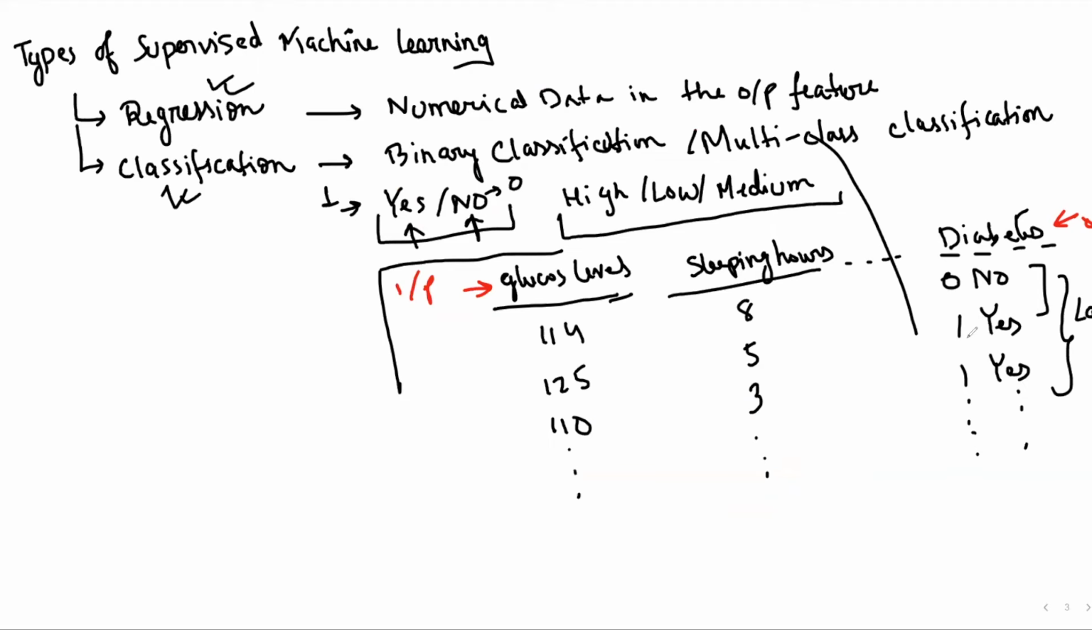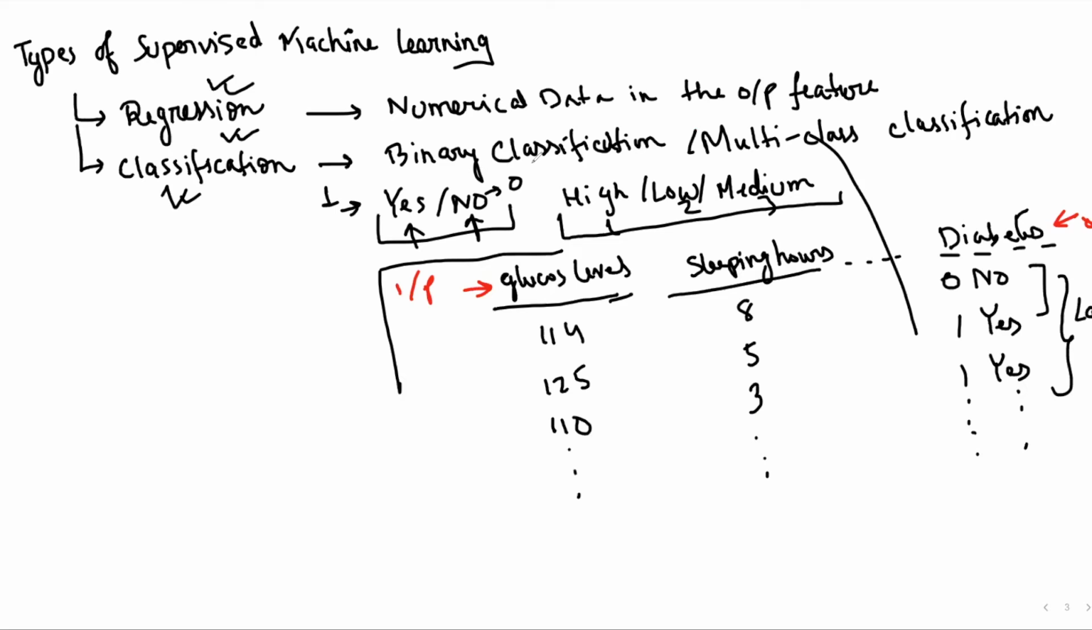Category 1, category 2. In multi-class, there can be category 1, 2, 3, something like that. And ultimately, we knew regression. What is a regression problem statement? What is a classification problem statement? A regression problem statement will have numeric data in the output feature. Classification will have labels. These are called labels: yes or no, 0 or 1, 1, 2, 3, high, medium, low. Right? These are binary or multi-class classification.